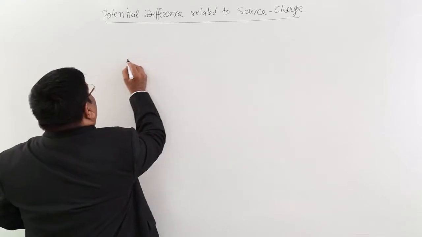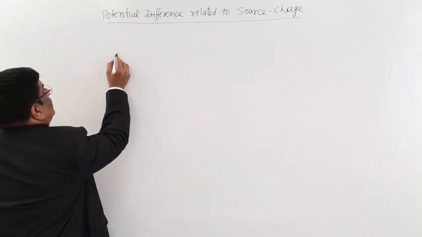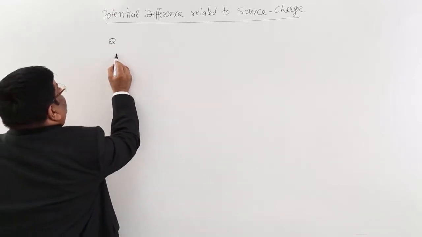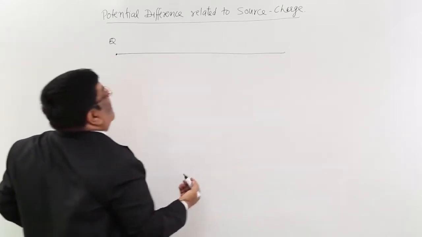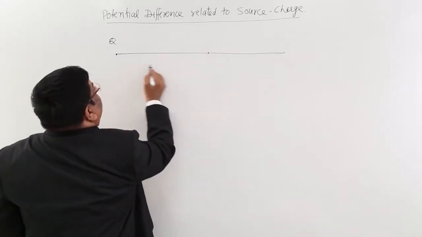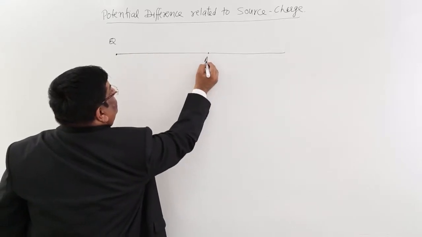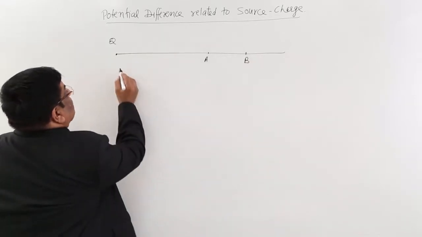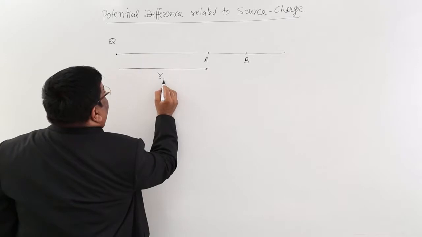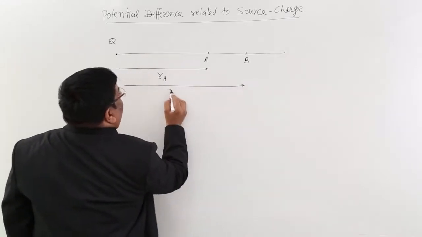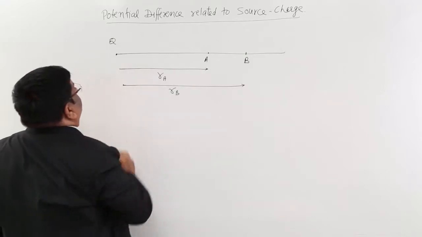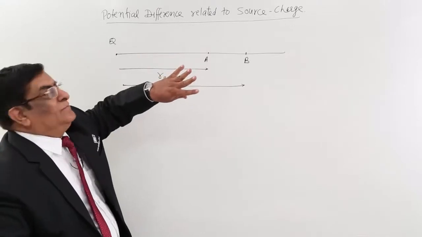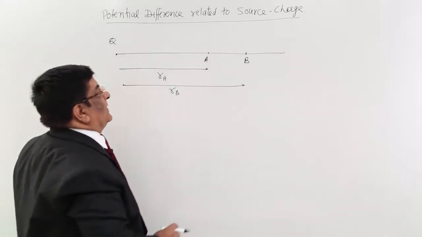Here is an electric charge which has size q. Now, from here, this is the point A and this is a point B. This distance is RA and this distance is RB. Because of this Q, there is an electric field all around. Everywhere its electric field can be experienced.